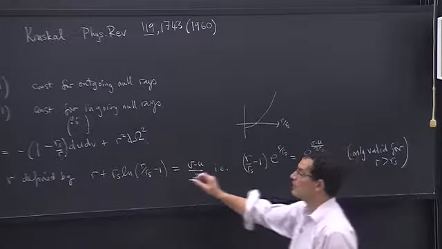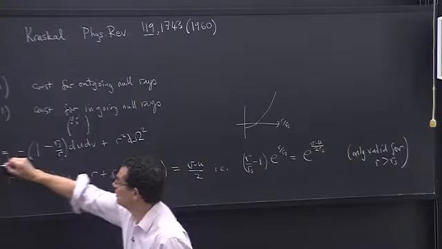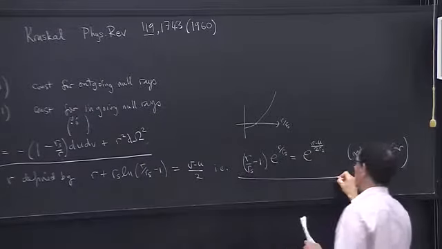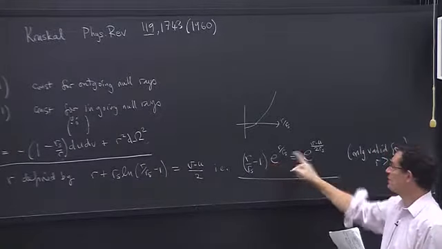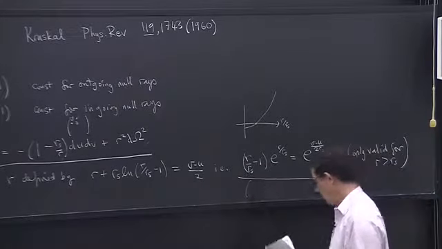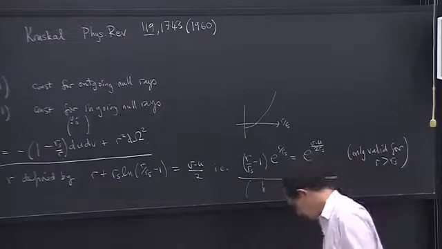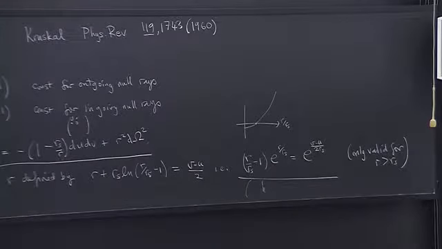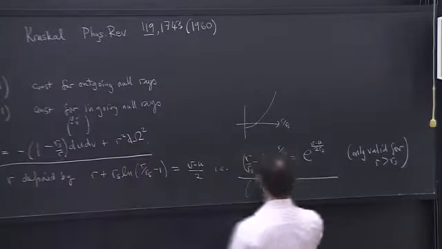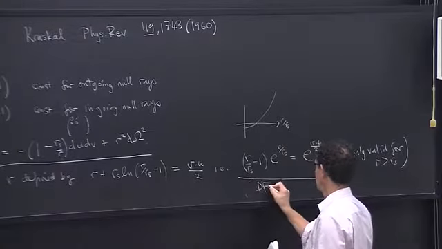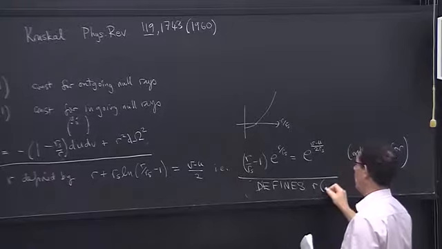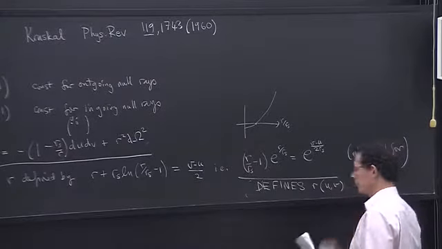Fine. So this is our metric in these new coordinates where R is defined. So this defines R of U and V.